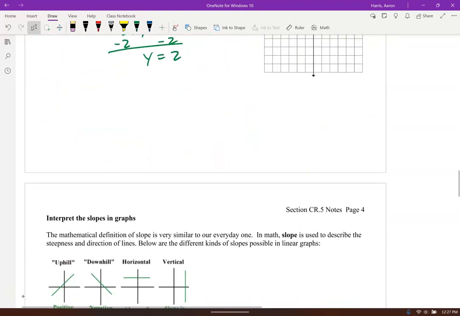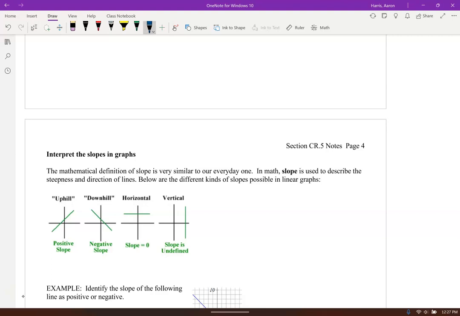Let's move on into slope. So if you have a line going up and to the right, that's a positive slope. If it's going down to the right, that's a negative slope. If you have a line that's perfectly horizontal, your slope is 0.